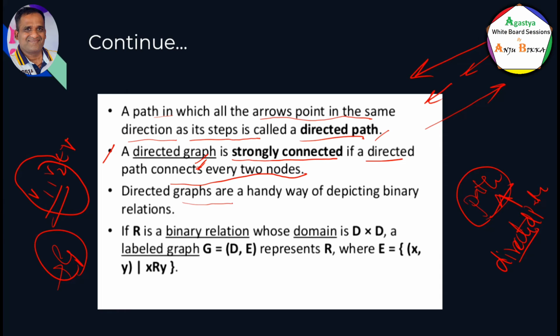Next one, directed graphs are a handy way of depicting a binary relation. We will elaborate more on this later. So these are a very handy way if you want to define a binary relation. If R is a binary relation whose domain is D and D, then we can label G equal to (D, E) represents R, where the edges are (X, Y). We will elaborate on this more in the upcoming sessions.